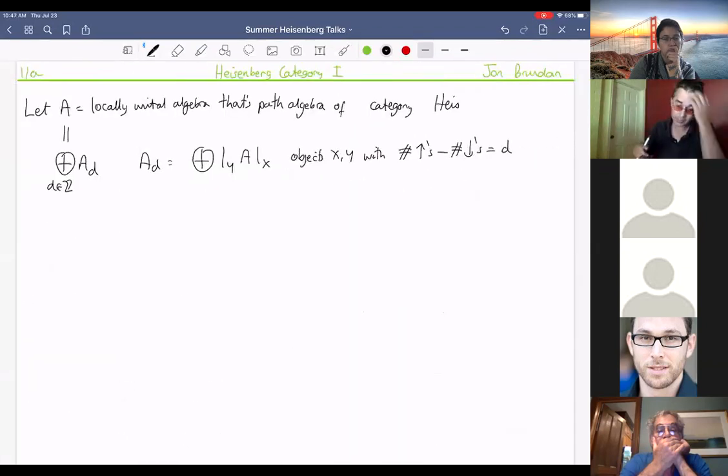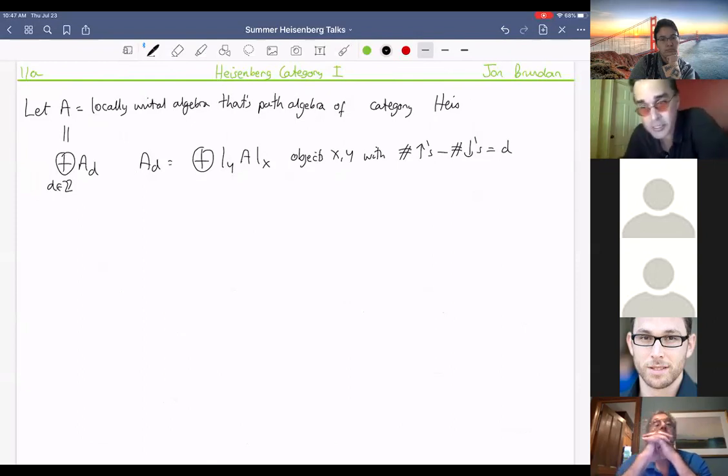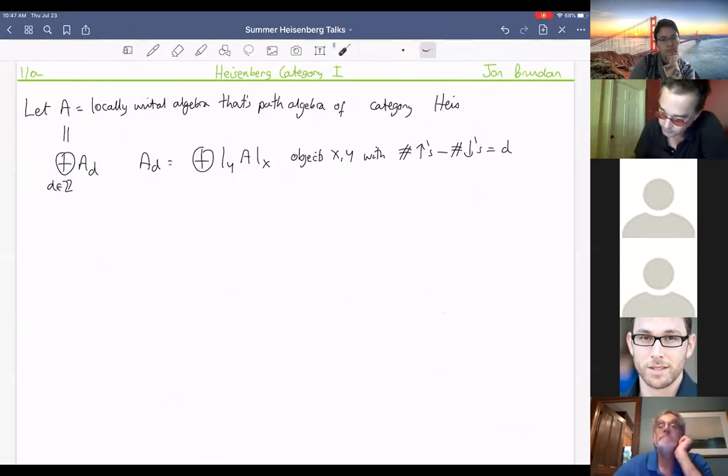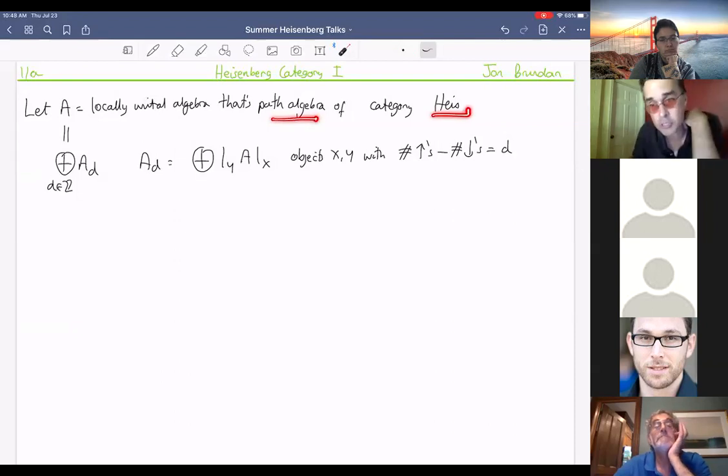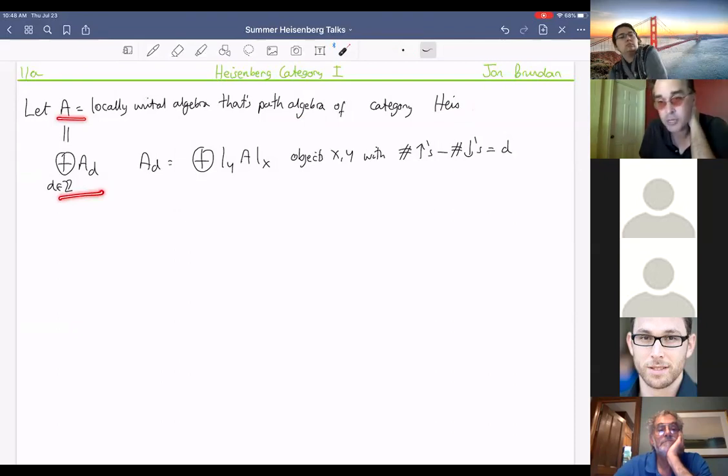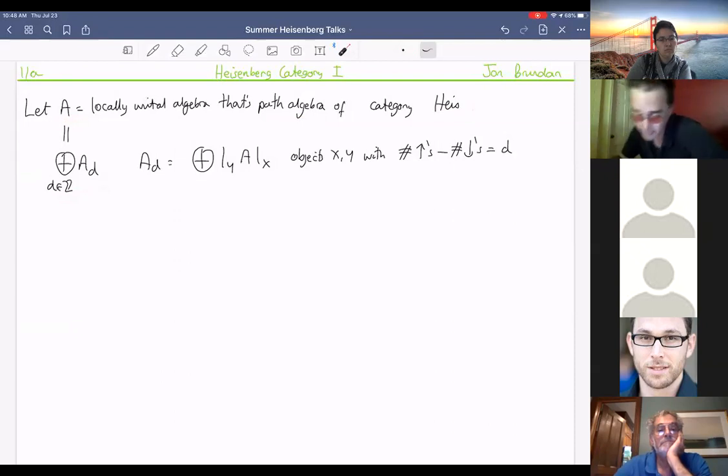I'm going to try and quickly go through that now in the last 5 minutes. I'm going to turn it into algebra language. Let capital A be the path algebra of the Heisenberg category. I'm forgetting the monoidal structure, and just thinking of that category as one of these locally unital algebras. This algebra A, you can decompose as a direct sum of subalgebras A sub D. Nothing's unital; everything's merely locally unital here, so you can take infinite direct sums.